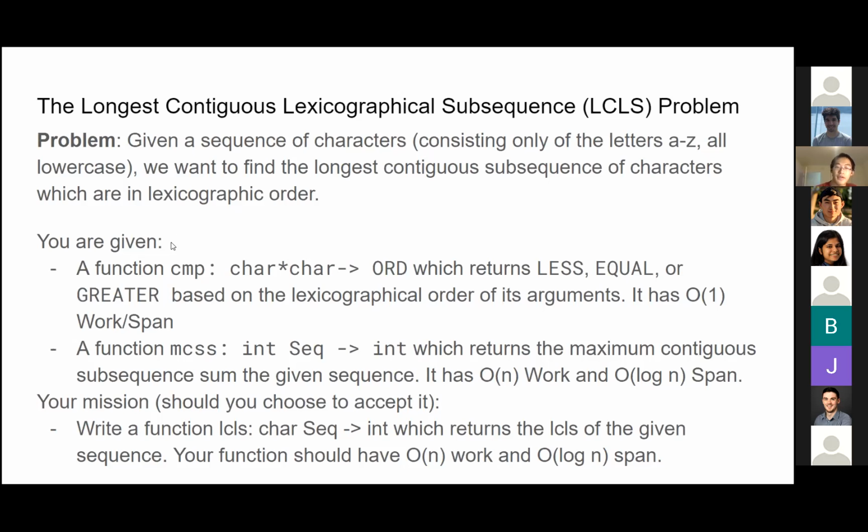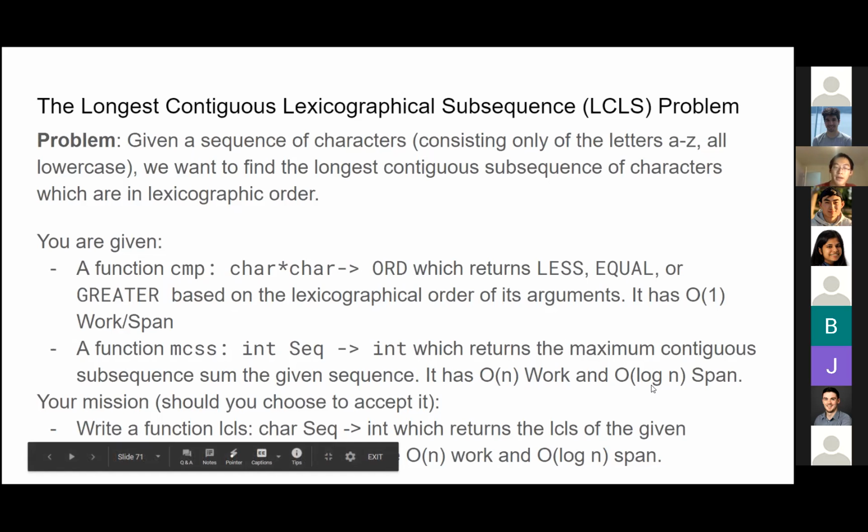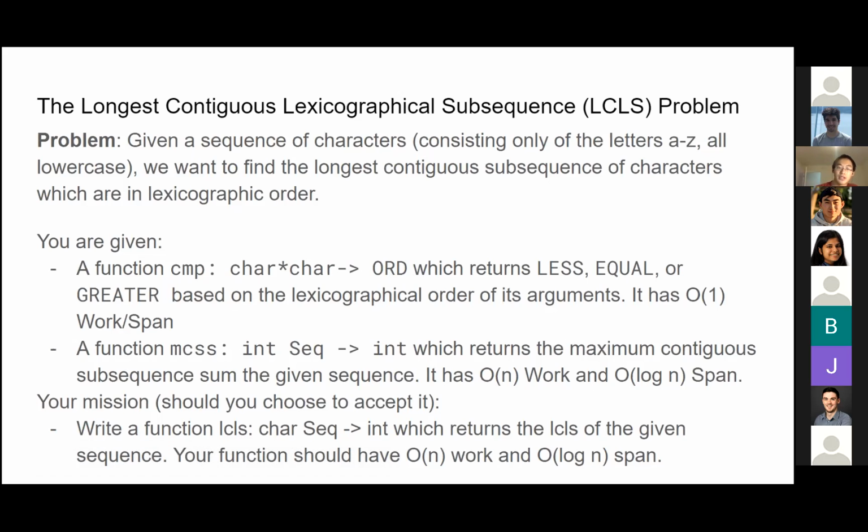So you're given two functions. One is a comparison function, which takes in 2 characters and gives you less, equal, or greater based on the lexicographical order, and you can assume this has constant work and span. You're also given MCSS, which you should hopefully recognize from the first lab. It takes an int sequence and returns an int, the maximum contiguous subsequence sum, and it has O of n work and O of log n span. Given these two functions, your goal is to write a function to compute the LCLS of a character sequence, which returns the length of the longest subsequence that's in lexicographical order. Your function should have O of n work and O of log n span.